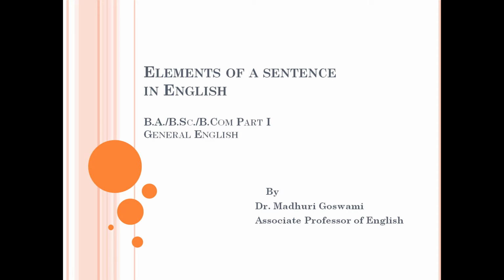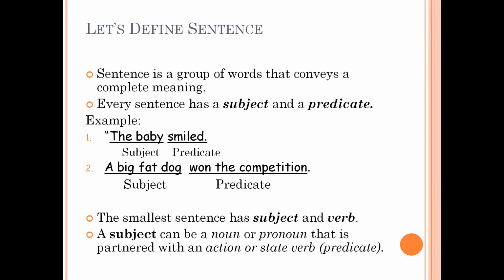Dear students, this lesson is for the students of BA, BSc, BCom Part 1, and the subject is General English, and the topic which we'll study today is elements of a sentence in English. In this lesson, we will understand what are the basic elements of a sentence, but before that, we have to figure out what a sentence actually is.